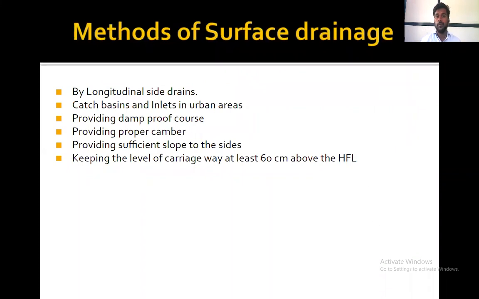There are many methods to drain out the surface water. These are the longitudinal side drains, then the catch drains or inlets in urban areas, providing the damp proof course, providing the proper camber, providing sufficient slope to the sides, and keeping the level of the carriageway at least 60 centimeters above the HFL. These are the different methods for providing surface drainage. We will see them one by one.